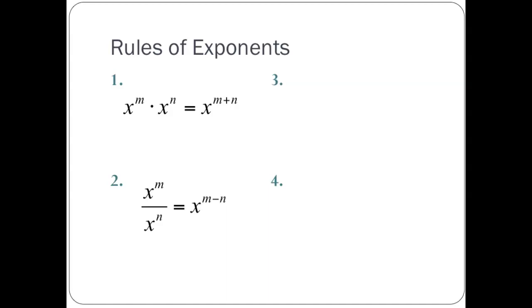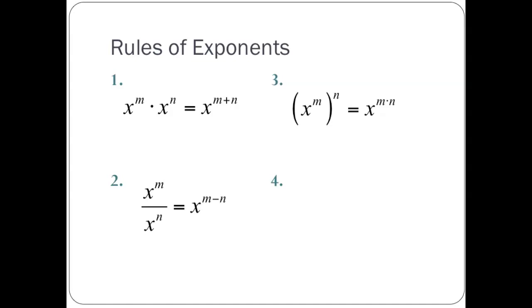All right, next we have x to the m to the n is equal to x to the m times n. So this is what we call a power to a power. So it's an exponent raised to another exponent. When that happens, you can multiply those exponents.